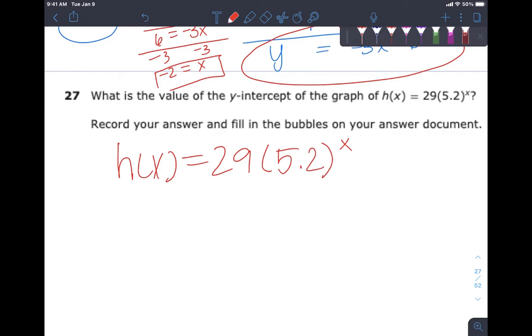So they're asking for a y-intercept. Y-intercept means x is equal to 0. So anywhere I see x, I change it into a 0, okay? Now, this is going to take the exponential rules that we already know and put them to use. So I'm going to go ahead and plug that in.